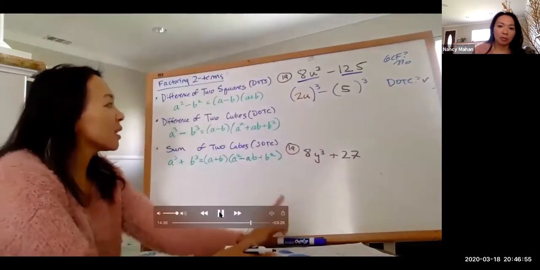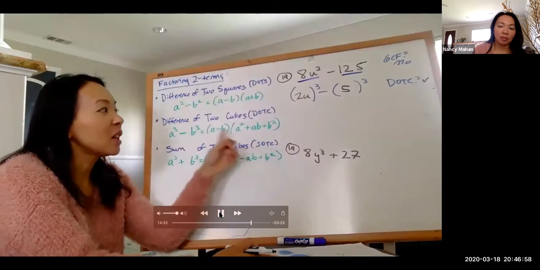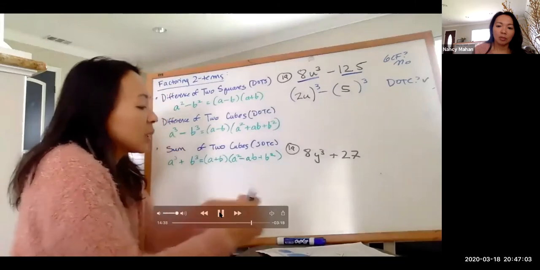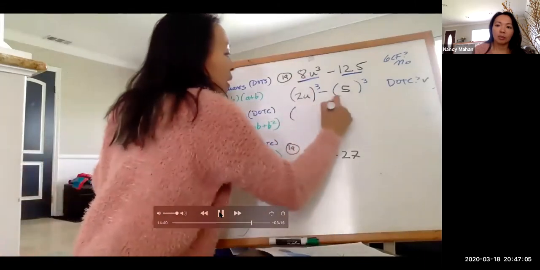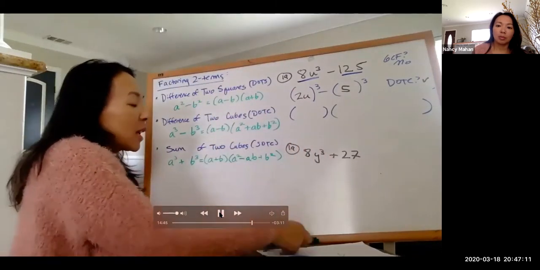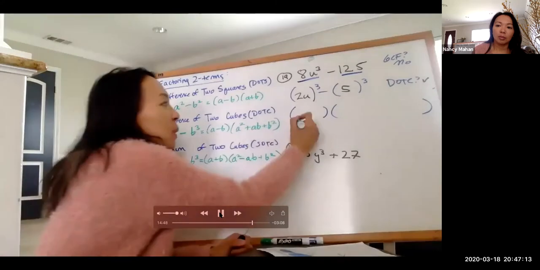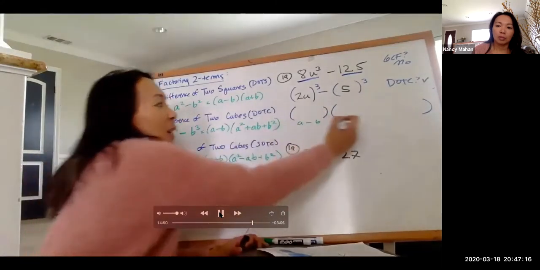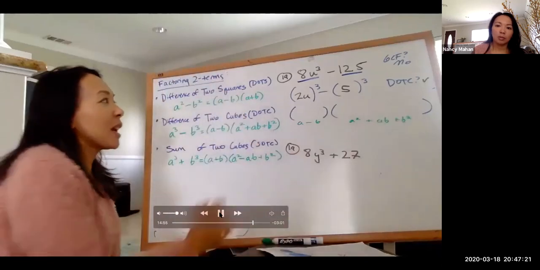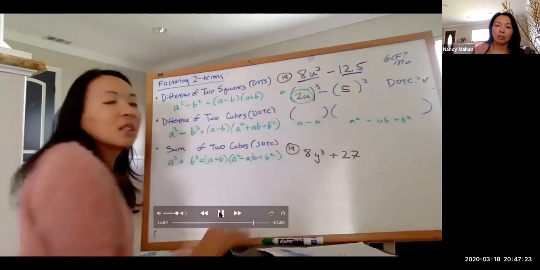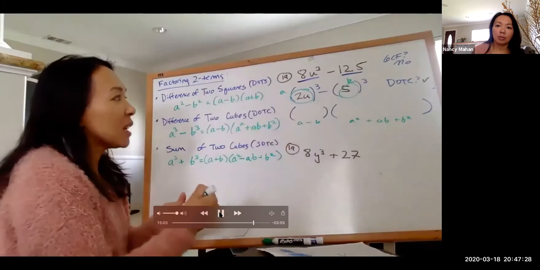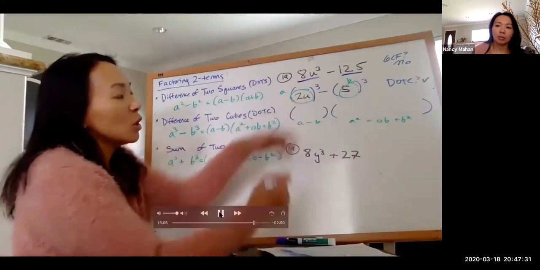Because it's a doctica, I'm going to use this nifty formula here. I'm just going to plug it in. It's going to be something multiplied by something else, and it's going to be a minus b. So I'm just going to write it below here: a minus b multiplied by a squared plus ab plus b squared. Well, what is my a? This is my a. What is my b? This is my b. So a minus b is 2u minus 5.